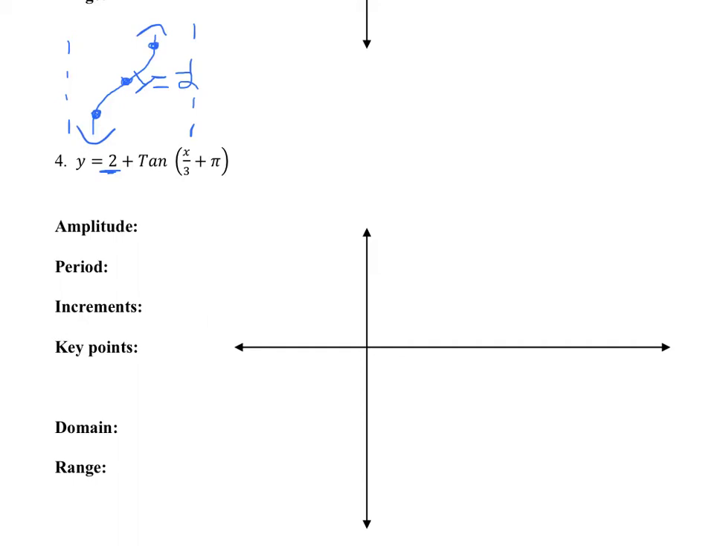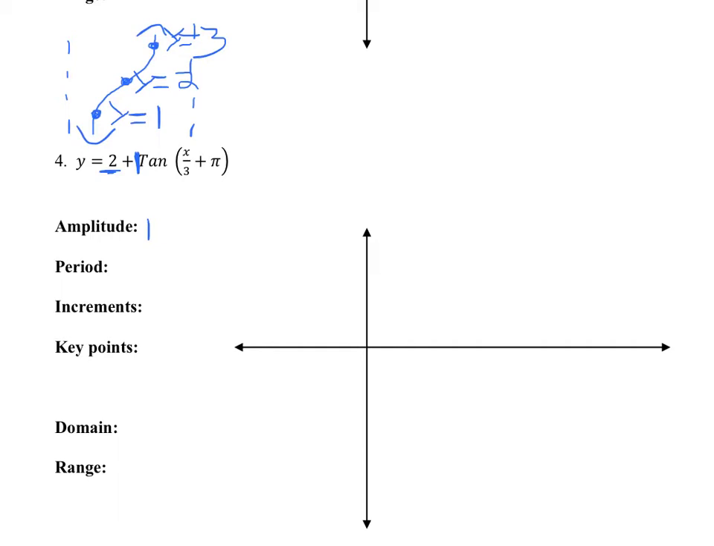Okay, the amplitude, there's nothing written before tangent. It's assumed to be like 1 times tangent. So the amplitude's 1. So that means I go up 1. So this top y value is 3. So that means the bottom y value, I take away 1 from 2, and it gives me 1. So I know all the y values here.